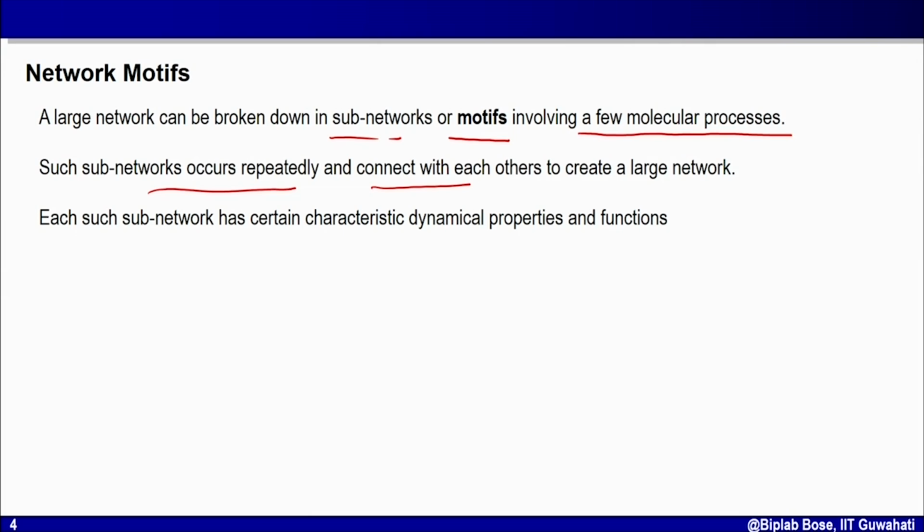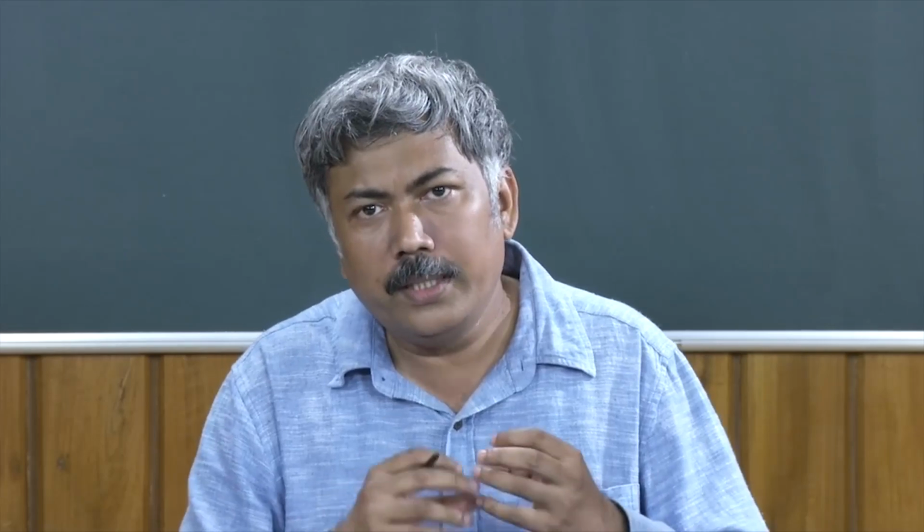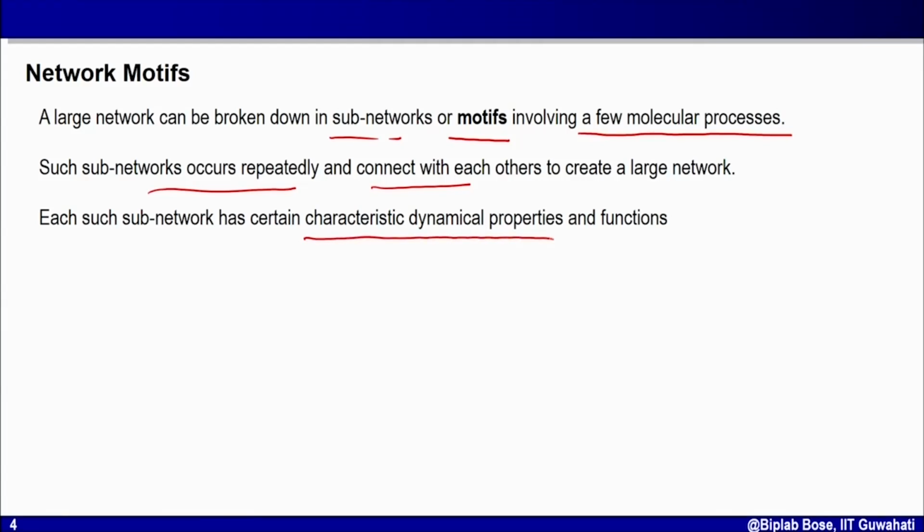So if I can break down a large network into small repeating subunits, then what I will do is look into whether these subunits, or network motifs, have specific characteristic dynamical properties or functions. If I can identify a handful of network motifs, each involving a handful of molecules and processes, and each has a particular dynamical characteristic and a particular function, then I am in an advantageous position. Then I can study them separately, model them separately, and connect them together to create a large model of the large real network.